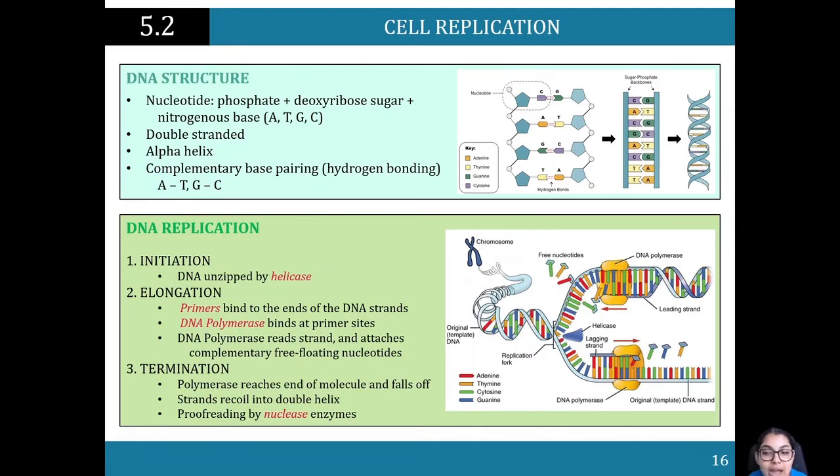But let's have a look now at DNA replication. So there are 3 processes to DNA replication. The first process is initiation. And initiation, of course, refers to the beginning of the process, and this is where our DNA is unzipped by the enzyme called helicase.